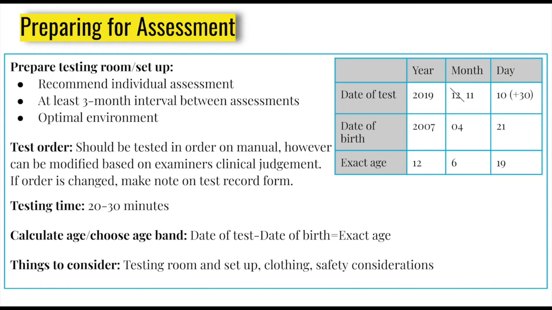And then also having the optimal environment for the test. Have good lighting, ventilation, space, free from distractions. For some of the aiming and catching and balance, they recommend having a 6 meter by 4 meter space to be able to perform this in. So the test should be given in order as it is on the manual. However, this can be modified based on the examiner's clinical judgment. An example of this might be the examiner changing the order to maintain the interest or motivation of the child or to avoid those feelings of failure so they can continue to participate throughout the assessment. The testing time for this takes 20 to 30 minutes, however, can take longer depending on the child's motor difficulties.